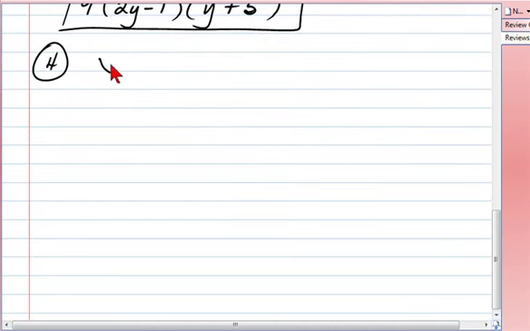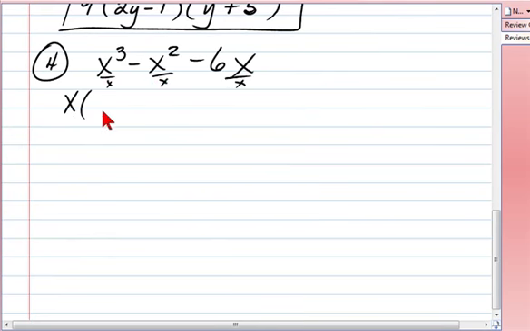I have x to the third minus x squared minus 6x. Is there a common factor? X. So I'm going to divide out an x, and that will leave me with x to the second minus x minus 6. And that looks like a trinomial that perhaps we can factor further. Don't lose your common factor of x.